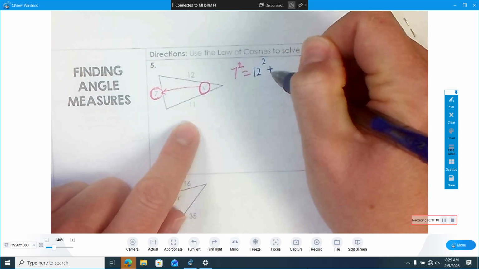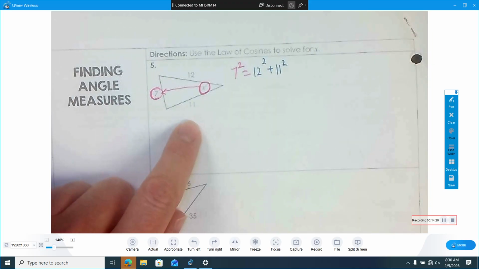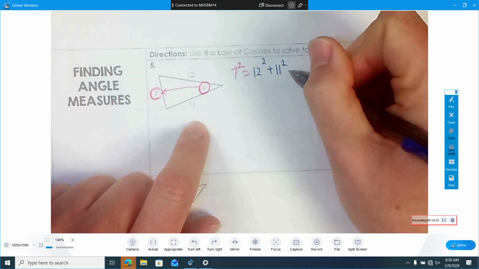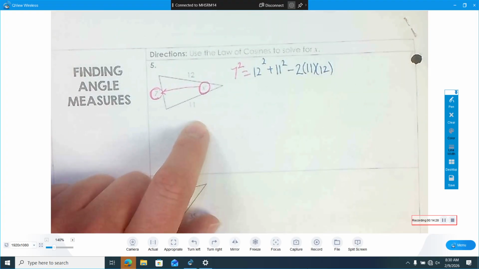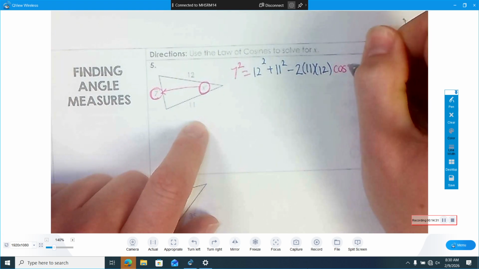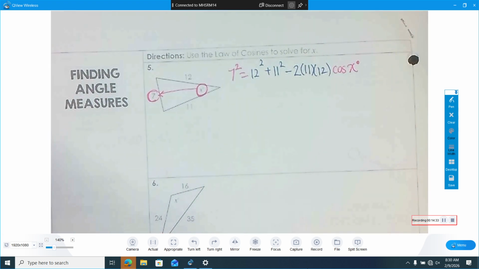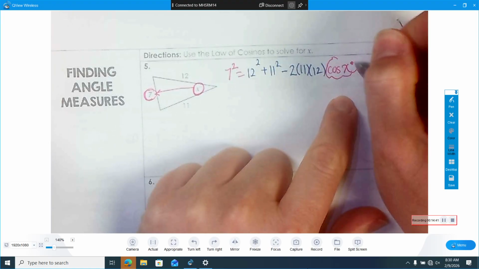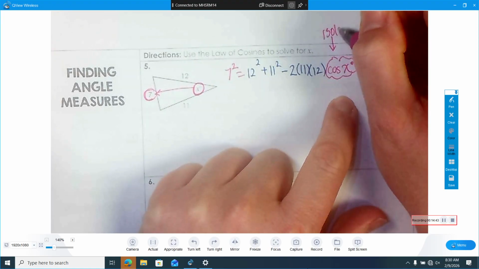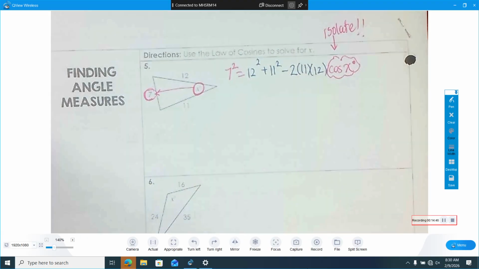12 squared plus 11 squared minus twice the product of those sides. So minus 2 times 11 times 12 times the cosine of our included angle, which would be, in this case, the cosine of x. So now our job is to isolate this cosine of x term, which means we have to move a lot of stuff. So we're going to do some math to get there. It's going to take a little bit of work this time.